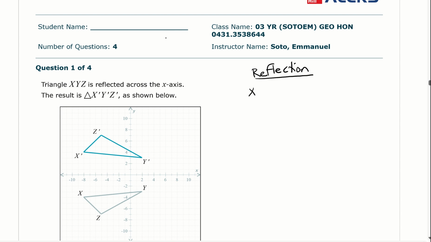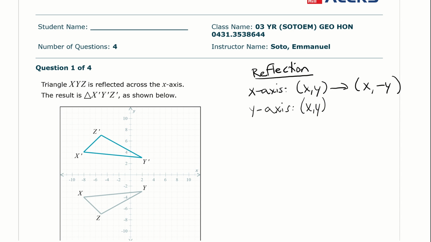So you have reflection across the x-axis. If you're reflecting across the x-axis, then the transformation is (x, negative y). So if you're reflecting across the x, the y changes. If you're reflecting across the y, then the x changes. So in this case, (x, y) transforms to (negative x, y).